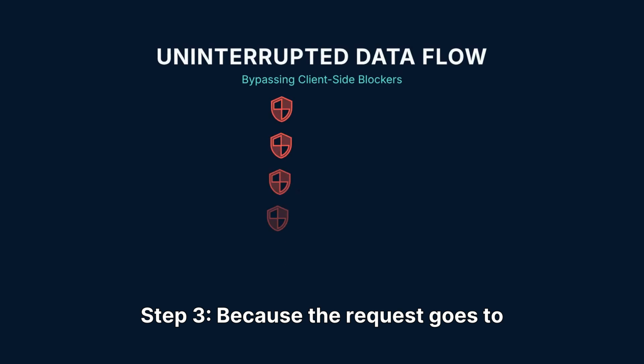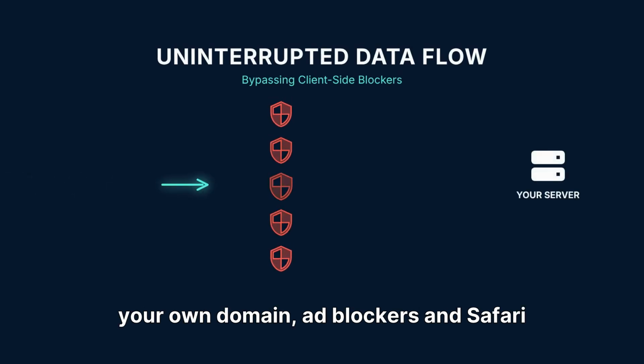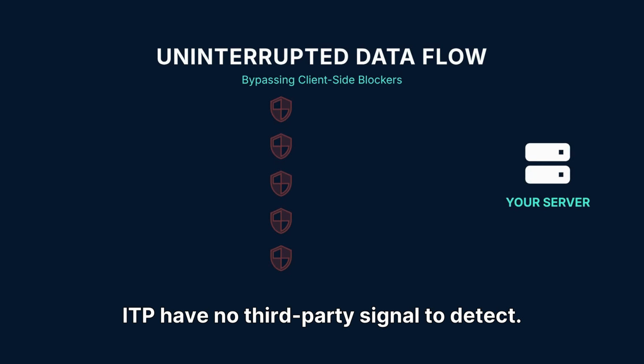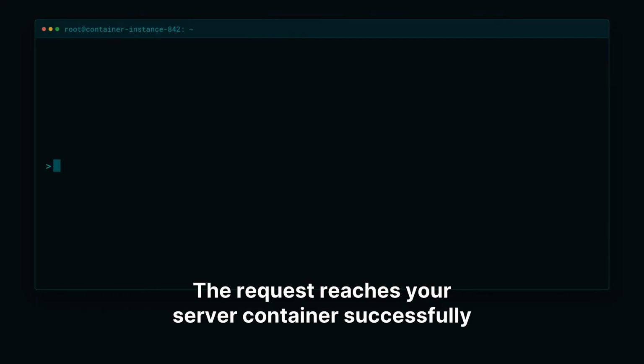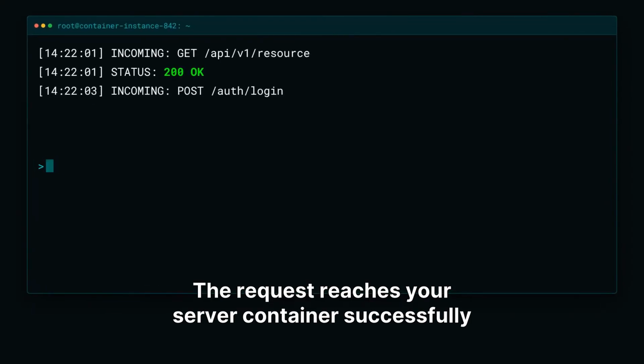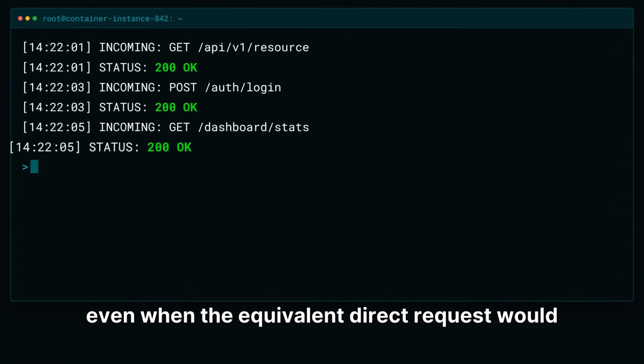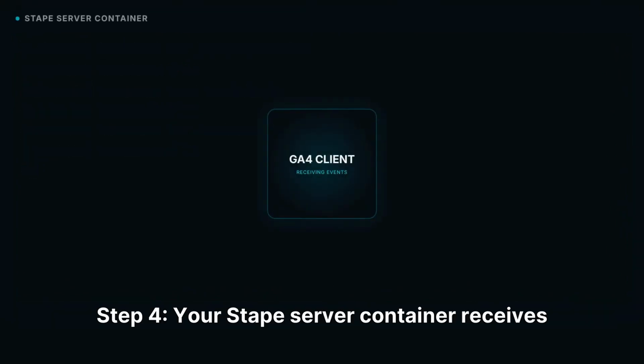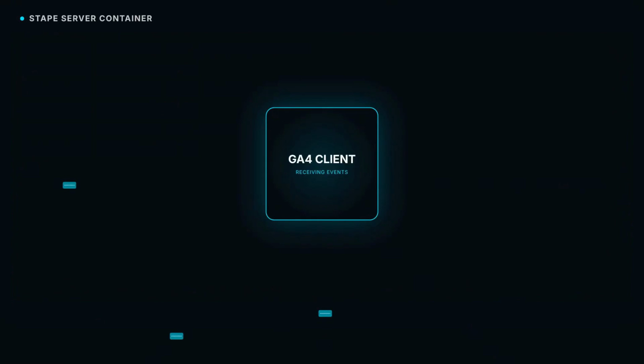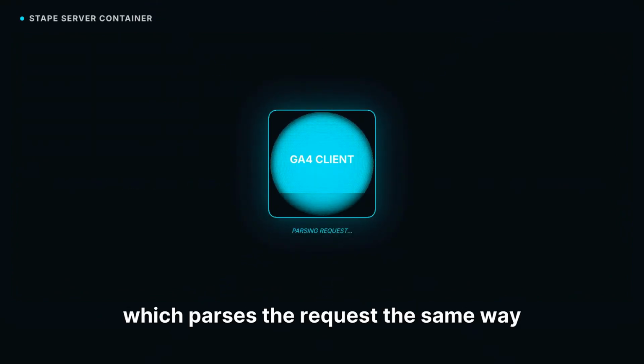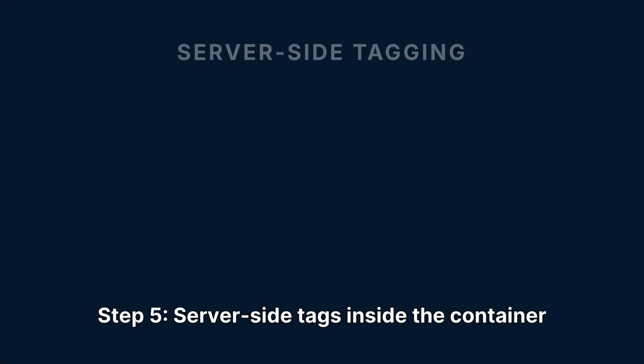Step 3. Because the request goes to your own domain, ad blockers and Safari ITP have no third-party signal to detect. The request reaches your server container successfully even when the equivalent direct request would have been blocked. Step 4. Your Stape Server Container receives the event through its built-in GA4 client, which parses the request the same way Google servers would.